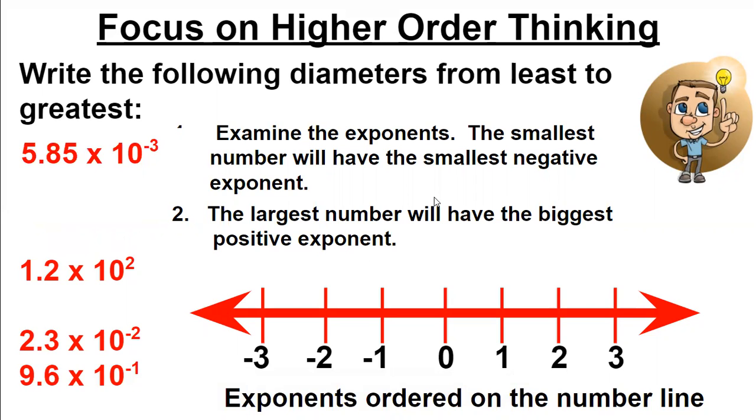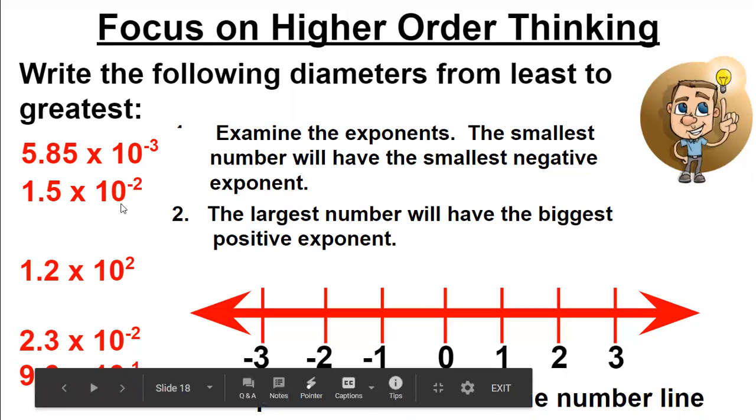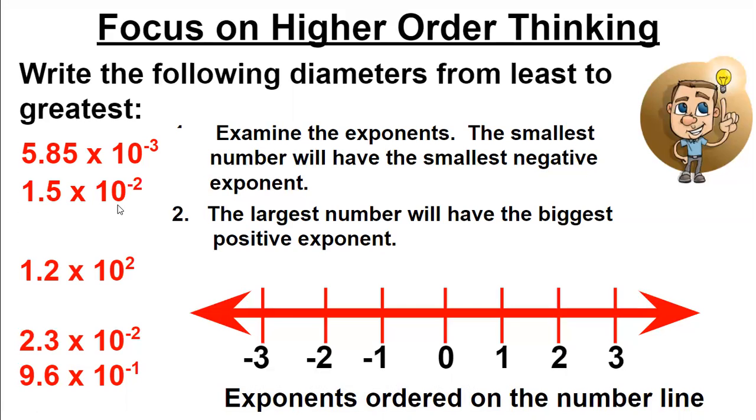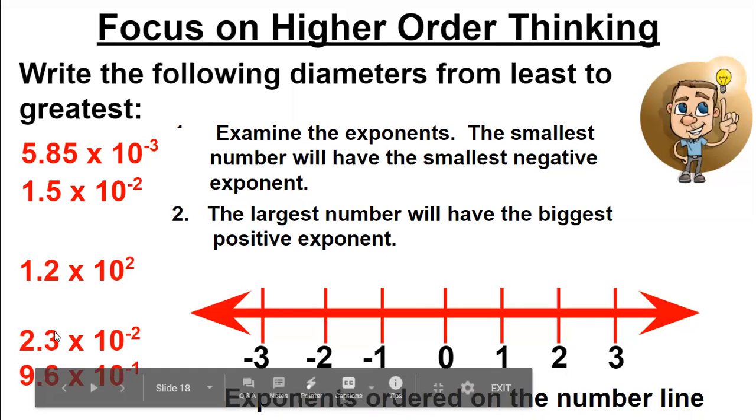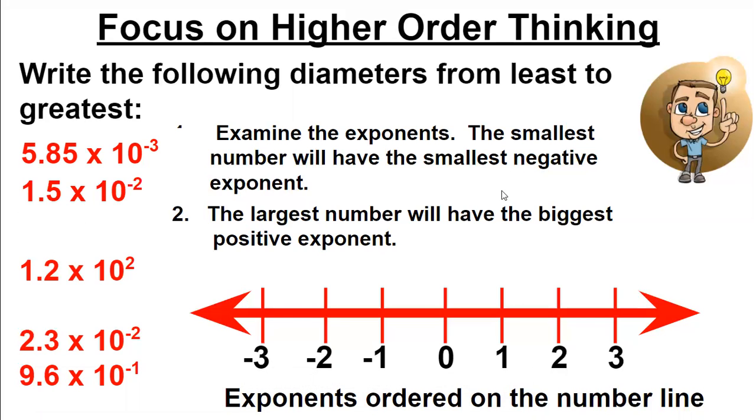So the next number then would be 1.5 times 10 to the -2. I mean, we take the smaller number, not the bigger number. Sorry about that, because we want to take the number that's smaller first, because we're going from least to greatest. So 1.5 is smaller than 2.3. Then we would next do the 2.3 times 10 to the -2, because that one also has a -2. This has a bigger first number.